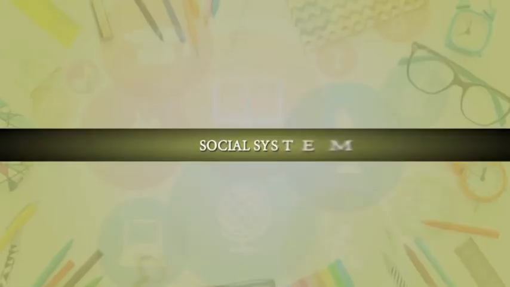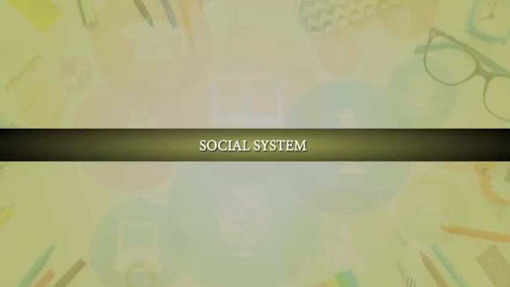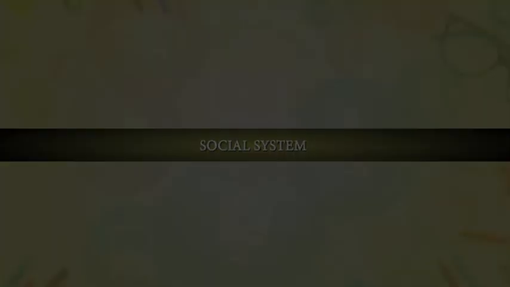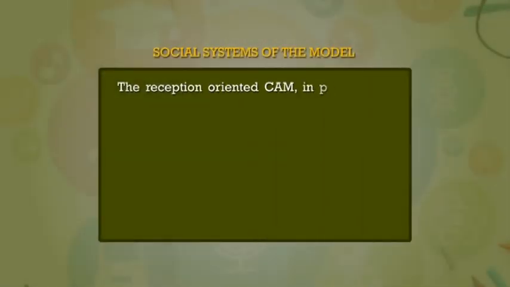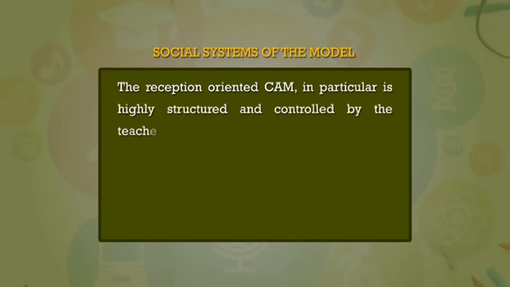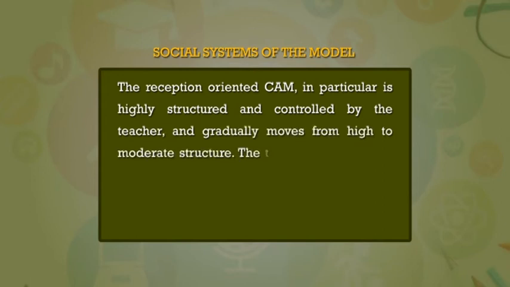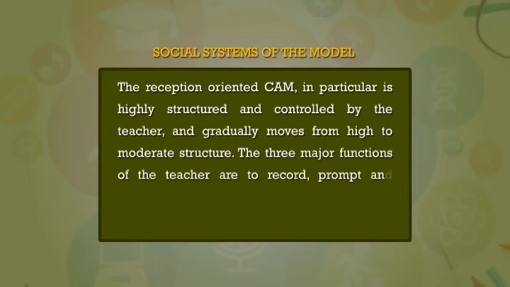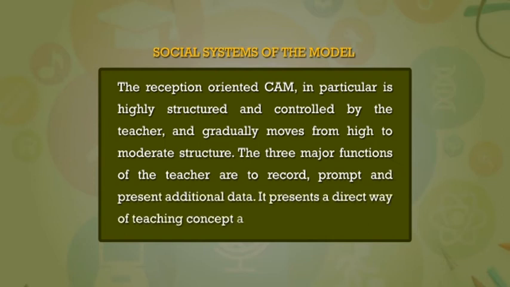Now let us come to the next element, that is the social system of the model. In general, the model has a moderate structure. The reception-oriented concept attainment model in particular is highly structured and controlled by the teacher, and it gradually moves from high to moderate structure. The three major functions of the teacher are to record, prompt, and present additional data. It presents a direct way of teaching concept attainment to the students.